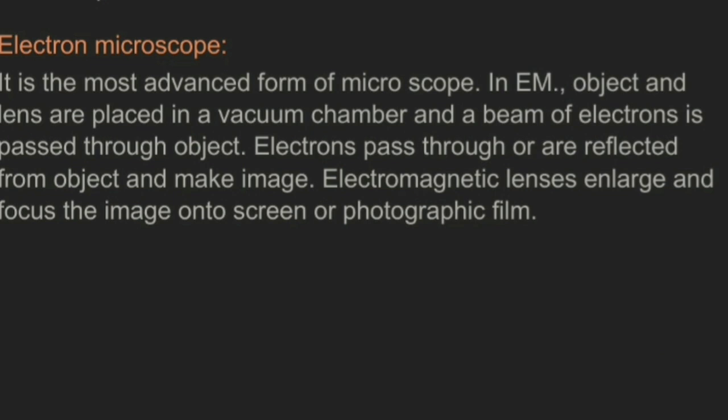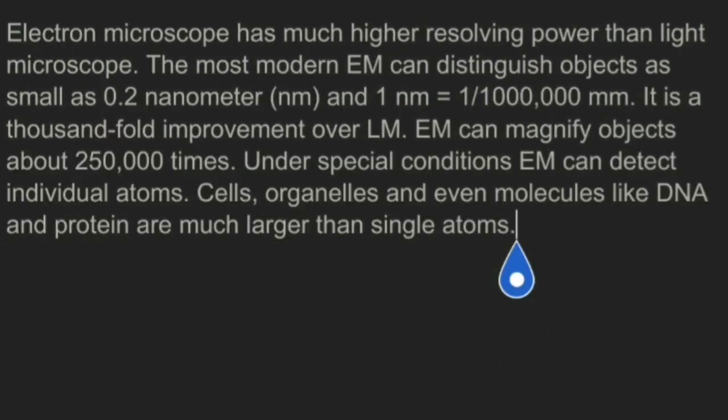Electromagnetic lenses enlarge and focus the image onto a screen or photographic film. Electron microscope has much higher resolving power than light microscope. The most modern electron microscope can distinguish objects as small as 0.2 nanometer, and 1 nanometer is equal to 1 per 10 lakh millimeter. It is a 1,000-fold improvement over light microscope. Electron microscope can magnify objects about 250,000 times.